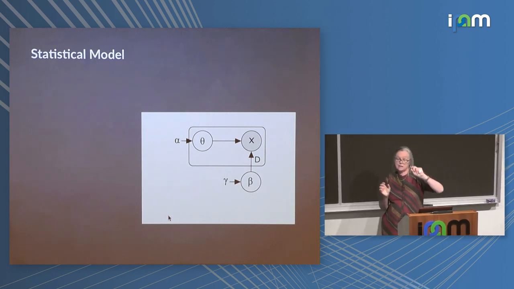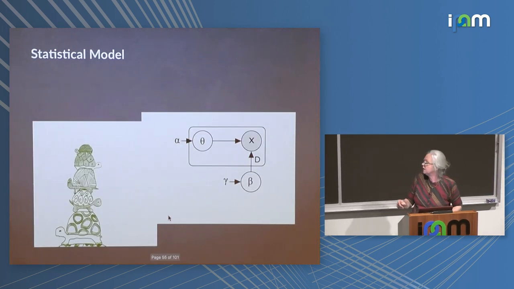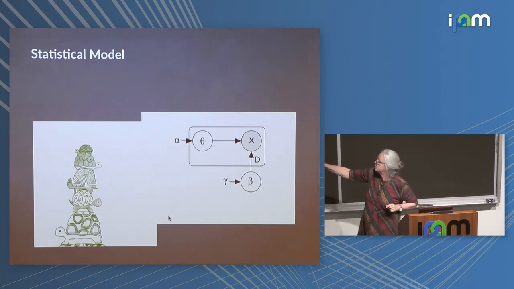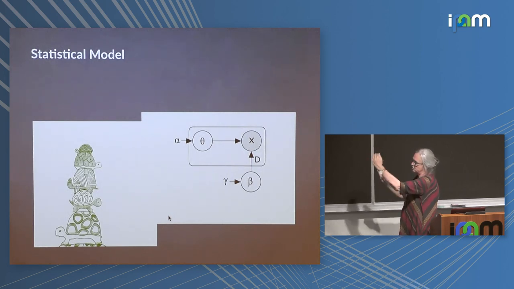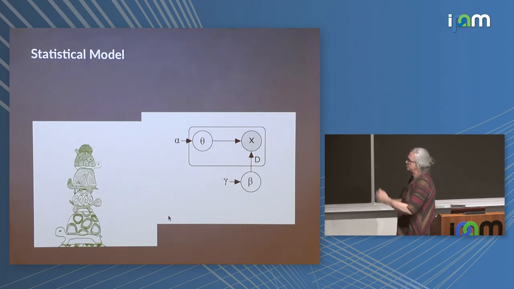So the statistical model here that I'm going to use is one which has both a prior distribution for the samples and a prior distribution also for the topics. So in some sense, it's a hierarchical model, but in a dual way, in both ways.